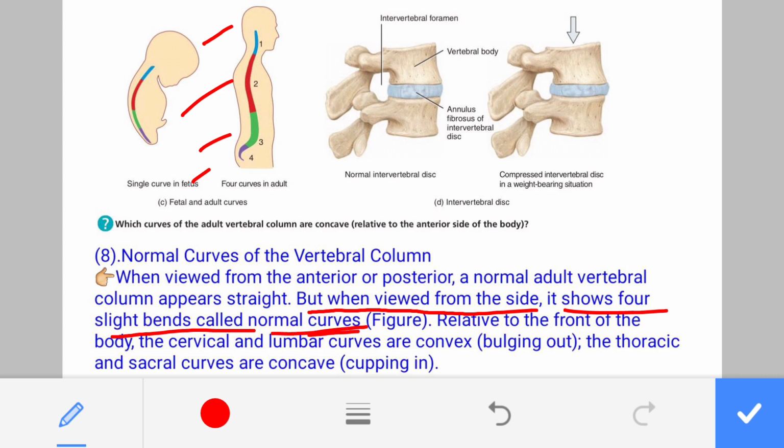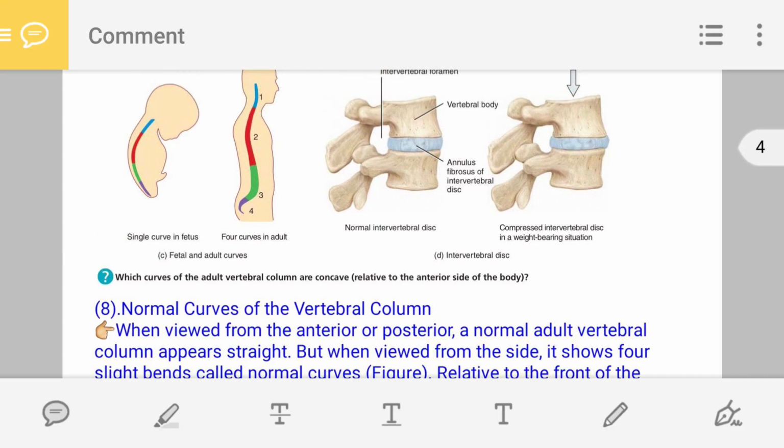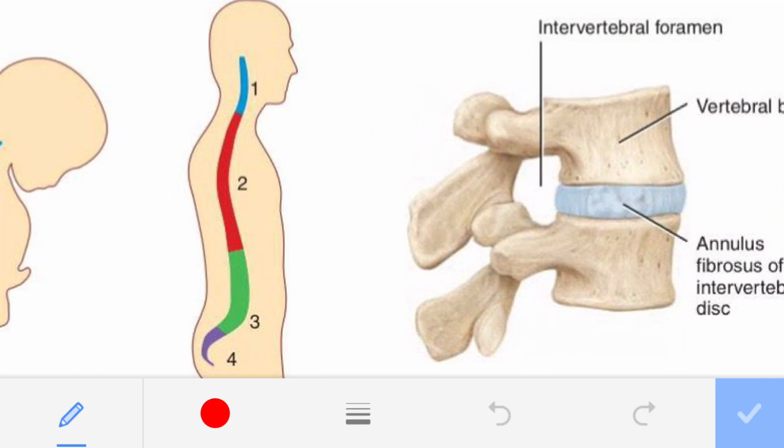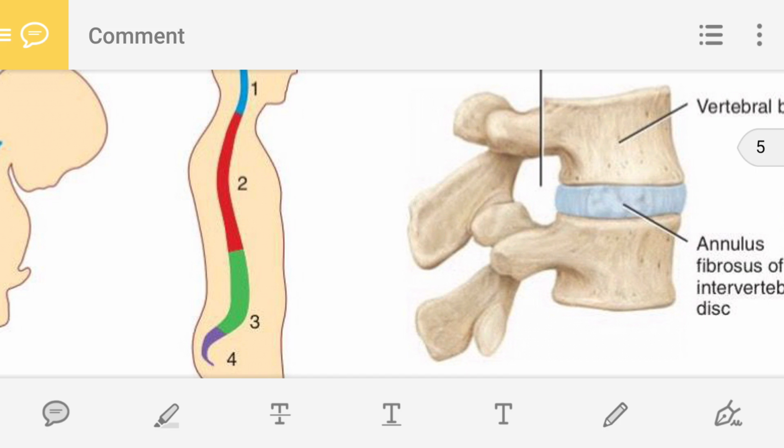normal curves. Now, with the blue color, this is the cervical curve, and the third one, with the green color, is the lumbar. These are convex curves. So as you can see, this is the cervical curve, this one is the lumbar curve, and both of them have a convex surface. This is convex, bulging out.